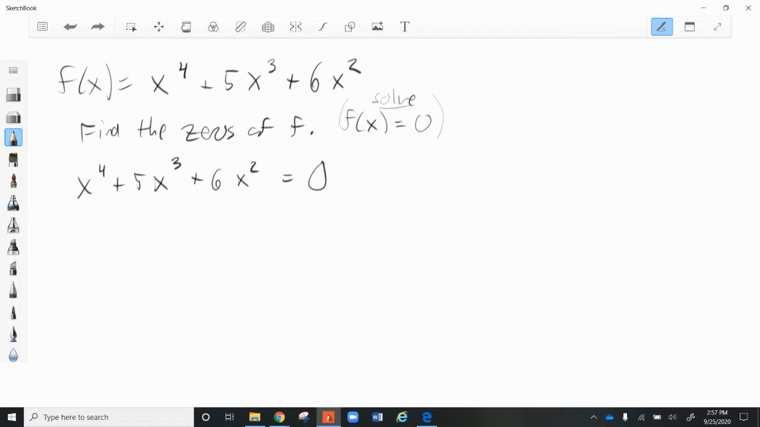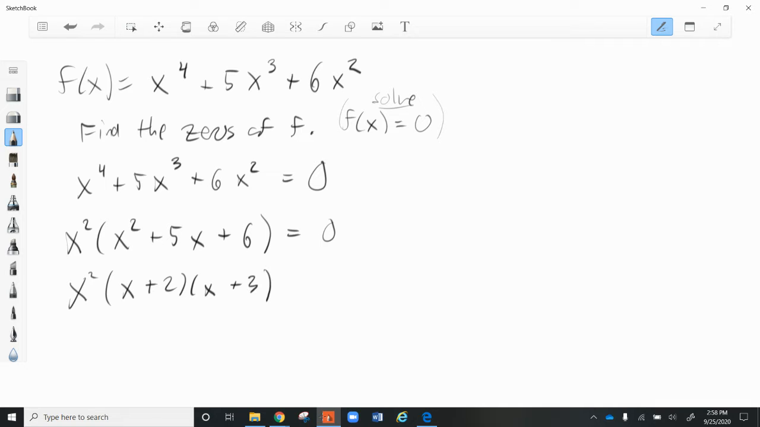Let's factor out the largest common factor we have, which is x squared. Take out x squared, and you have x squared plus 5x plus 6. And now that is a quadratic. And factoring quadratics is something you've got a lot of practice in. So this is going to be x, 2 times 3 is 6, and 2 plus 3 is 5. So x plus 2 and x plus 3.